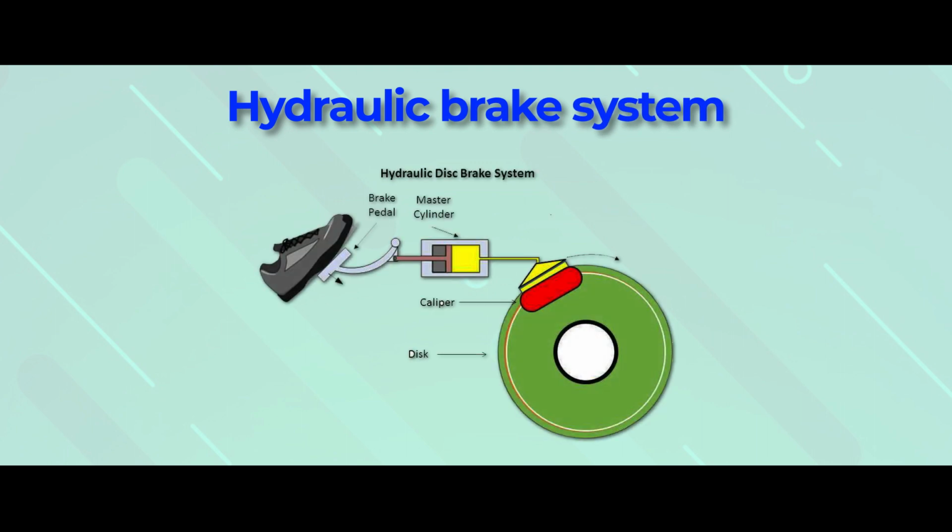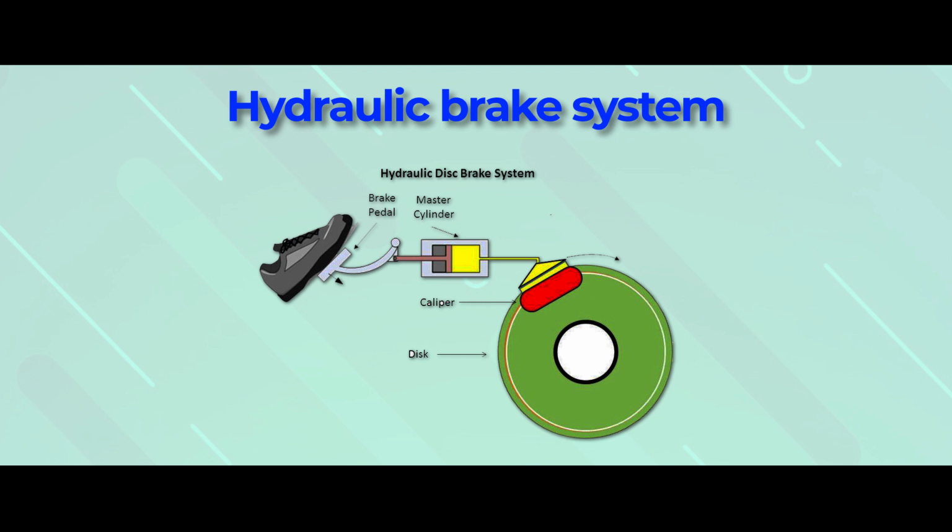Okay, now let me explain one application of Pascal's law. That application is known as the hydraulic brake system. Now to learn about this hydraulic brake system, let us look at this figure. In this figure, you can see that usually a disc brake is used in the front wheel of a car, while a drum brake is used in the back wheel of a car.